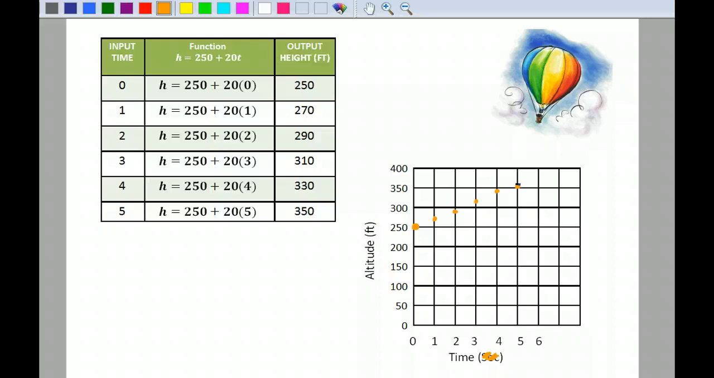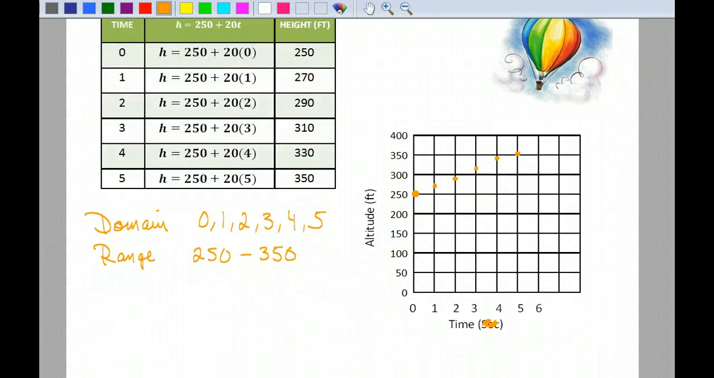Now, what is the domain? Well, the domain would be 0, 1, 2, 3, 4, and 5. Now what's the range? The range of this graph is 250 to 350. And that's all we have for today.